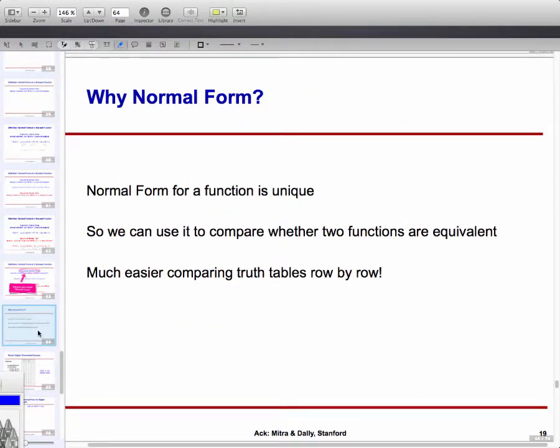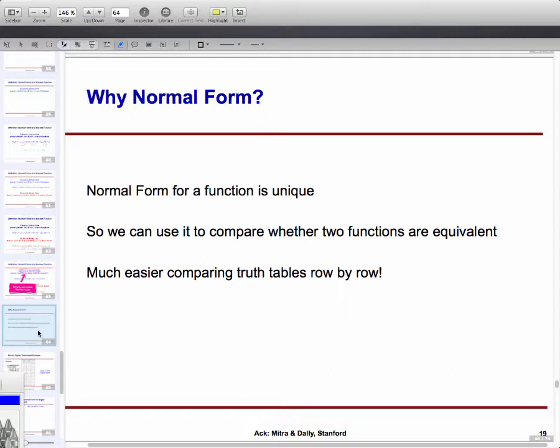So why normal form? Thus far it was just a definition. I can list it this way, but why? So firstly, it's unique. If we have a function, if you were to write its normal form, and I were to write the normal form, we are guaranteed it will look the same.